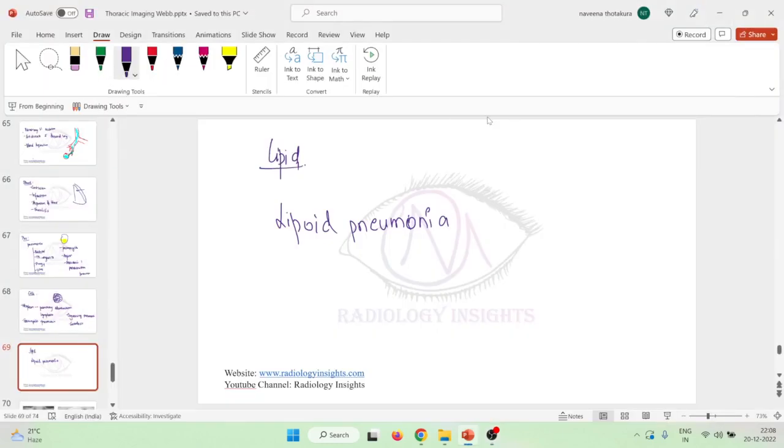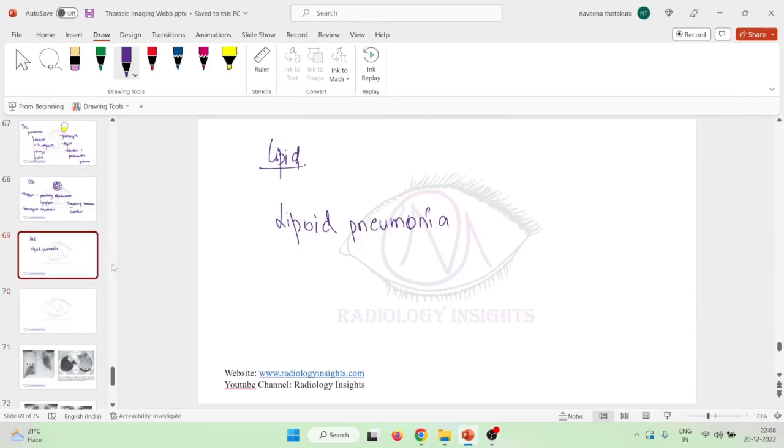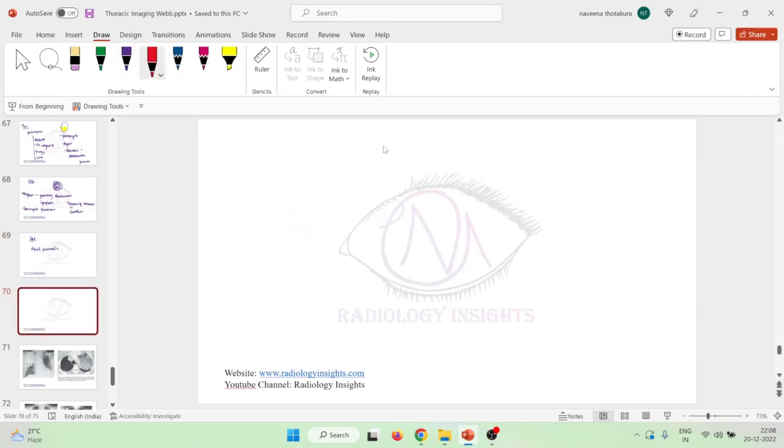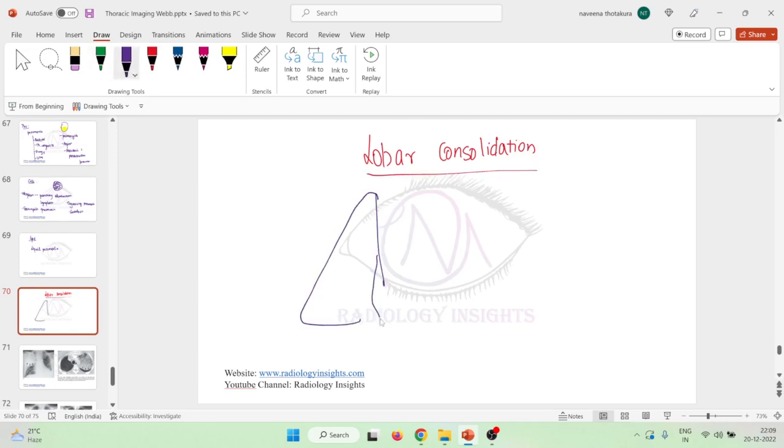Hello friends, let us now learn some important points about lobar consolidation. So, in lobar consolidation, as the name says, the consolidation will involve either a single lobe.